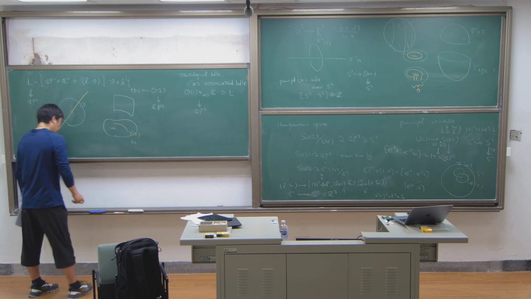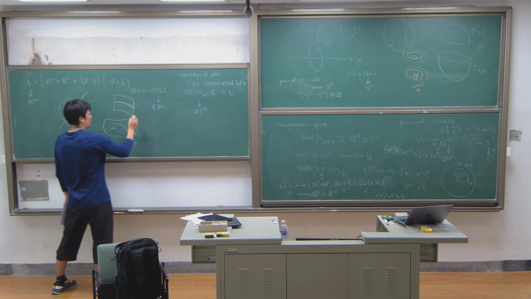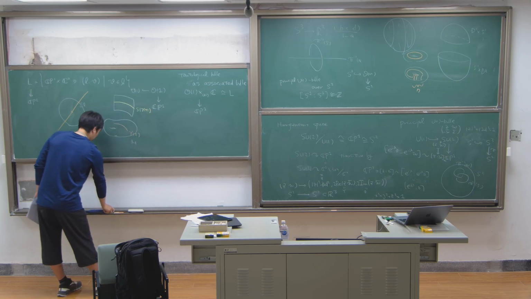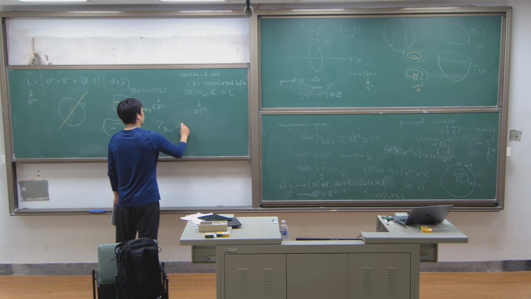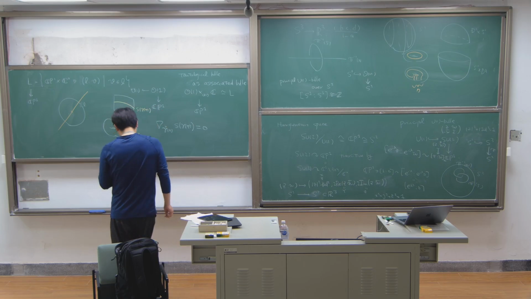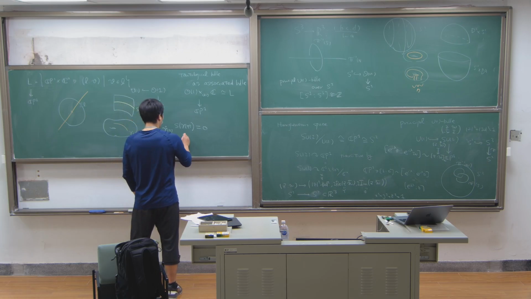And then a section is given by something like S of gamma of t. And then nabla gamma dot of t applied to S of gamma of t. If this is 0, then S is called parallel transported.